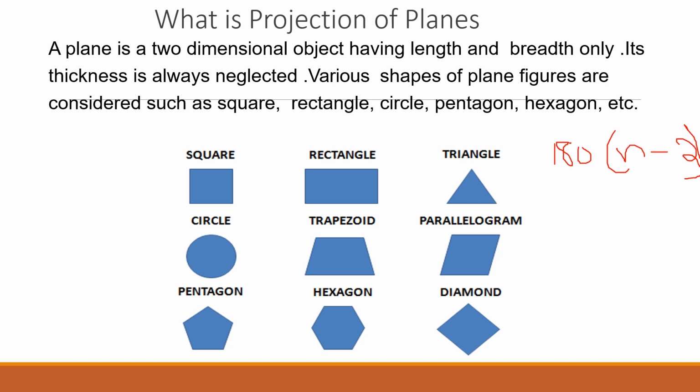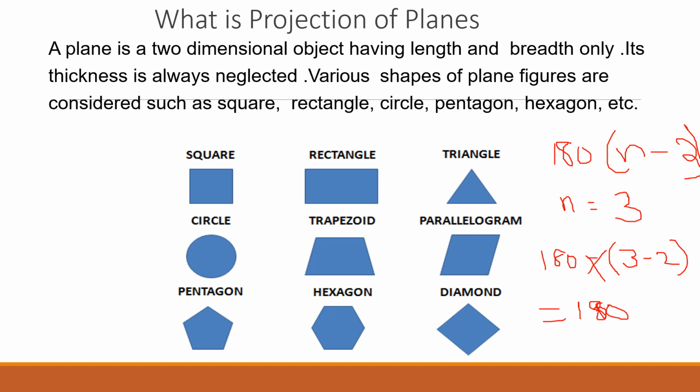So let us consider the very basic polygon, that is triangle. For the triangle, n is equal to the number of sides, that is 3 for a triangle. Therefore the total angle becomes 180 into 3 minus 2, so this gives me 180 into 1, that is 180. So this is the sum of angles in a triangle.